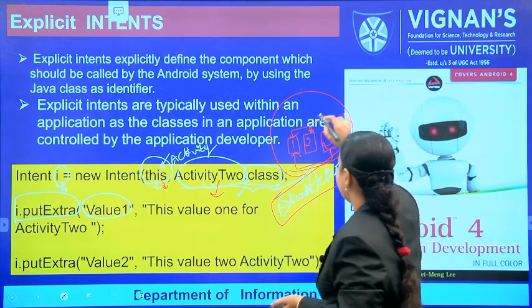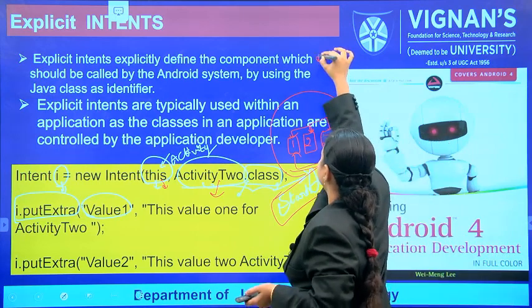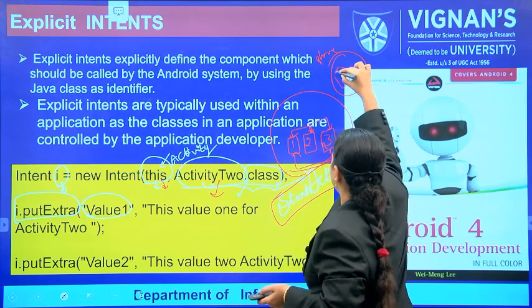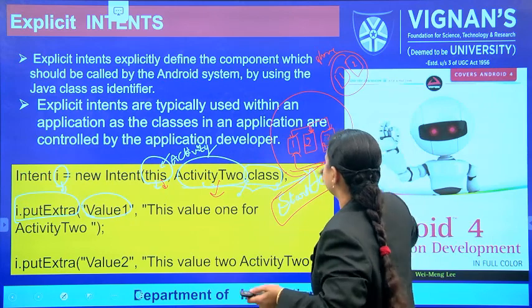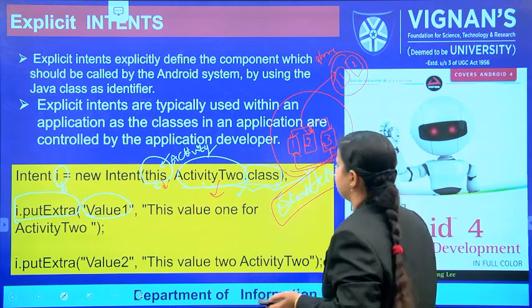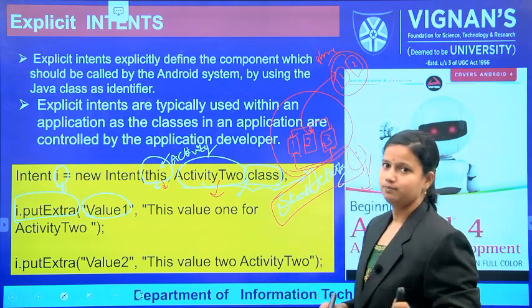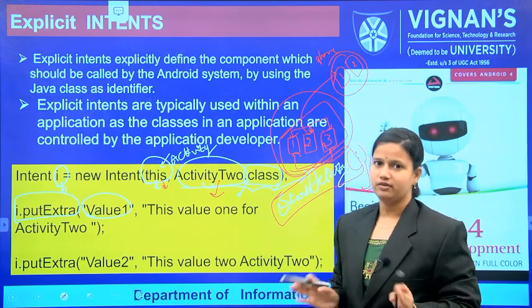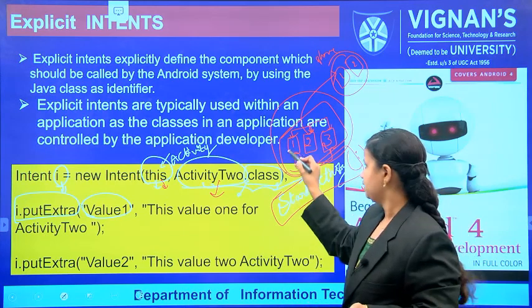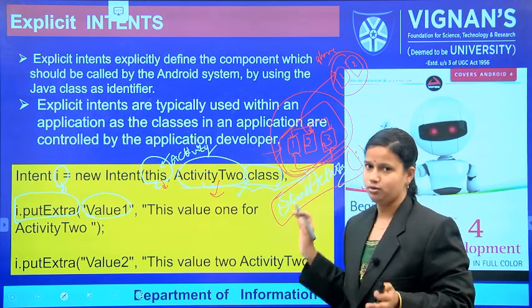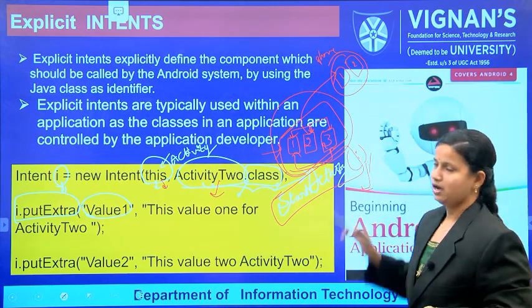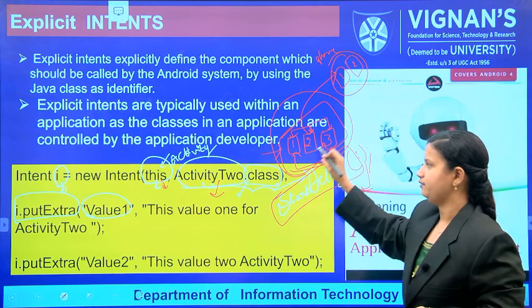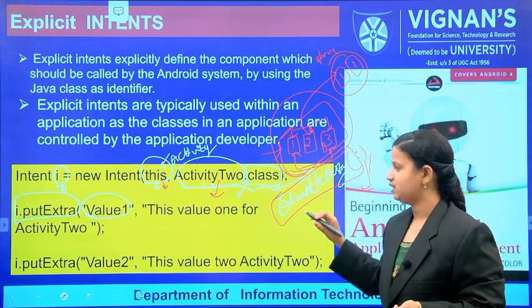But if another application is there, such as a phone application, it also has one or two activities. From this one activity, navigating to that is not possible. So, within the application, we only navigate between its own activities. Activities outside the application are not connected here. So, this is the explicit intent.